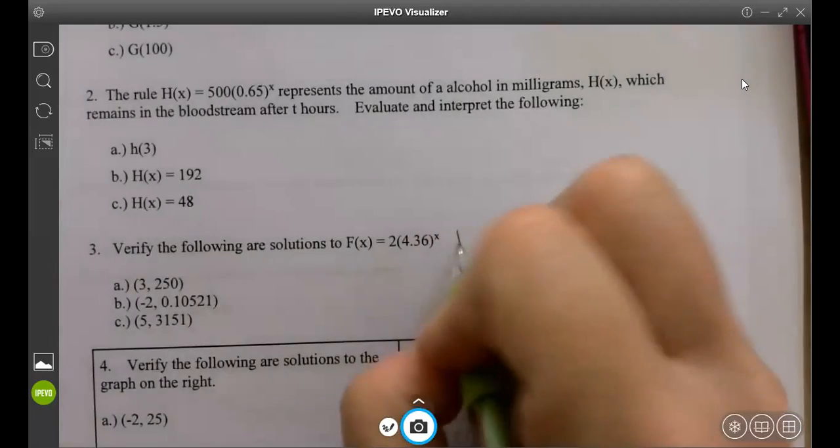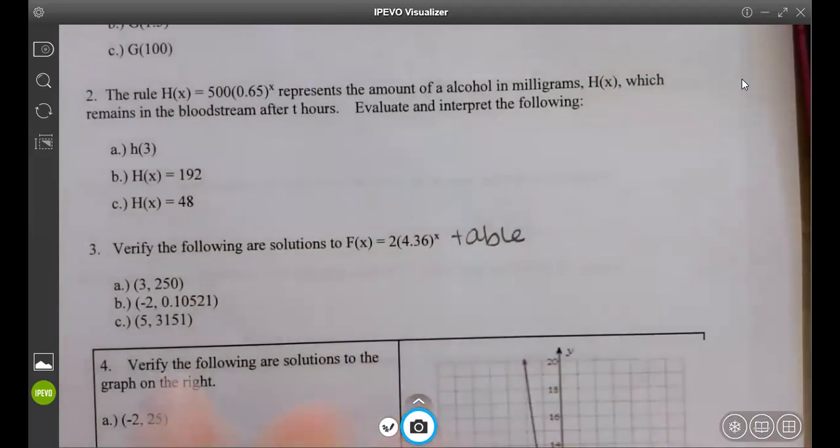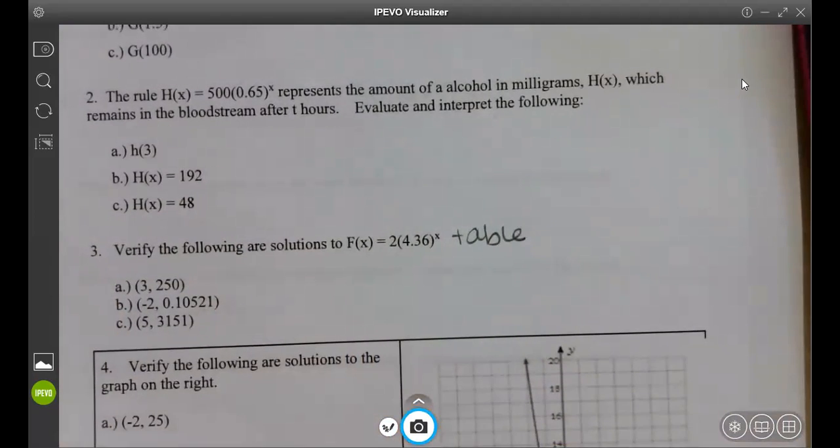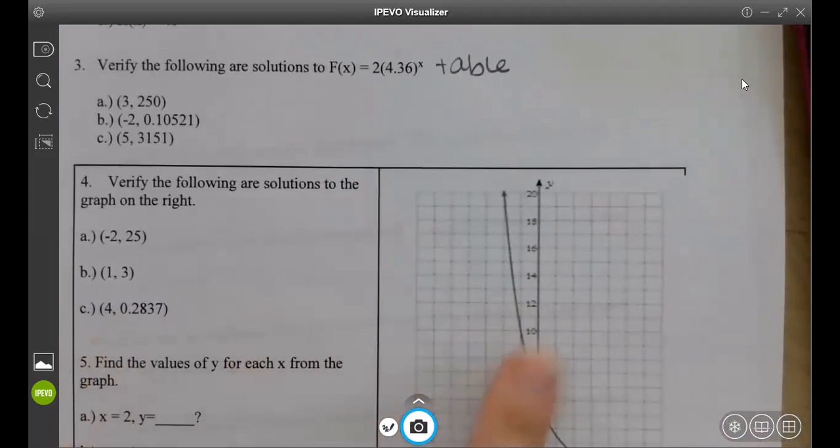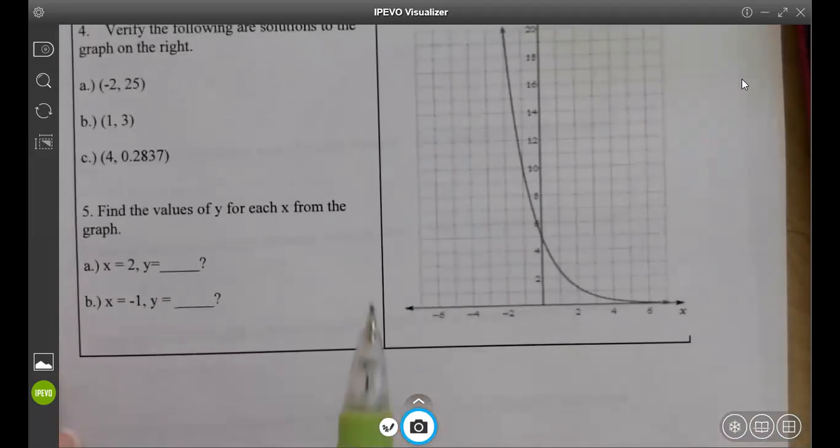Okay. Then we're going to do this and look at our table. So check out your table to see if these points are in there. That's all you do, yes or no. Same thing on this. See if these points are on this graph. And then let's look at this one really quick. Find the values of Y for each X.